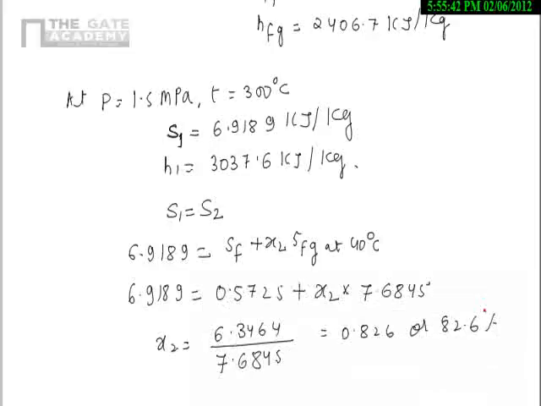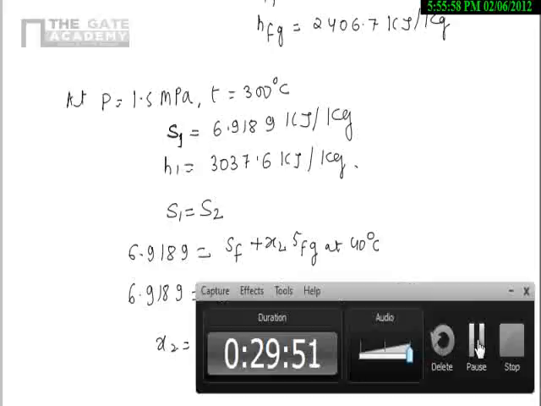Now we are having the value of X2 here, that is the quality of steam at point 2. So with the help of quality of steam at point 2, we can find out specific enthalpy at point 2. So now calculate the specific enthalpy at point 2. H2 equals HF at 40 degrees centigrade plus X2 times HFG at 40 degrees centigrade.